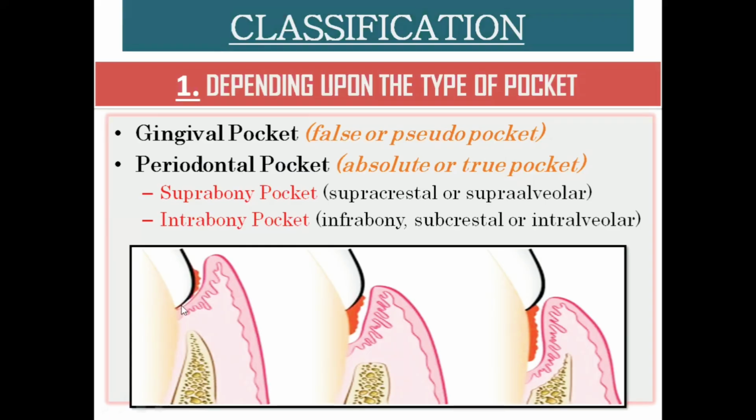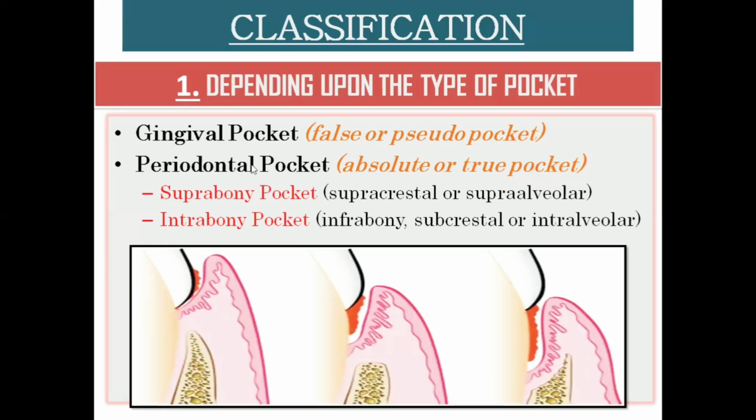Look, the epithelial attachment is there. It is at the same place where it was before. Epithelial attachment has not moved apically, but this gingival tissue has increased in size and it has led to the deepening of the gingival sulcus. So we will call it as gingival pocket. It is a false pocket or a pseudo pocket. It is not a true pocket.